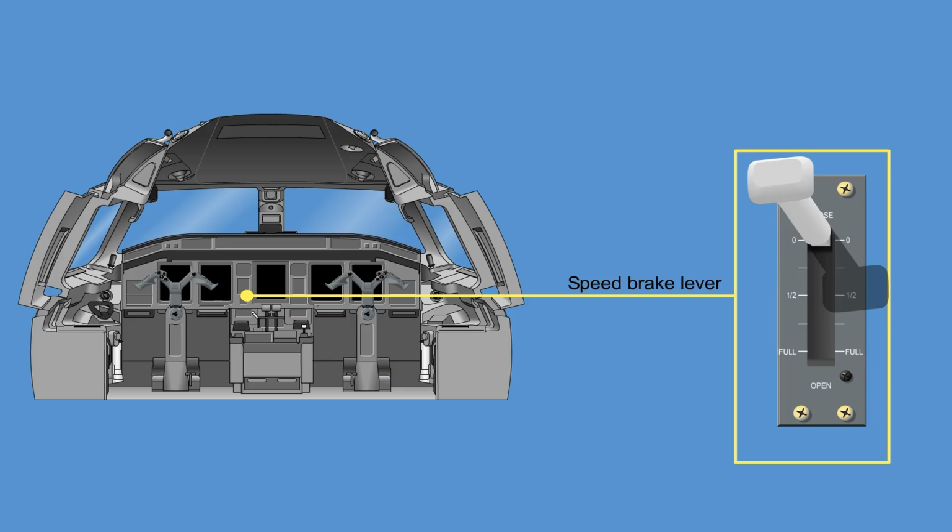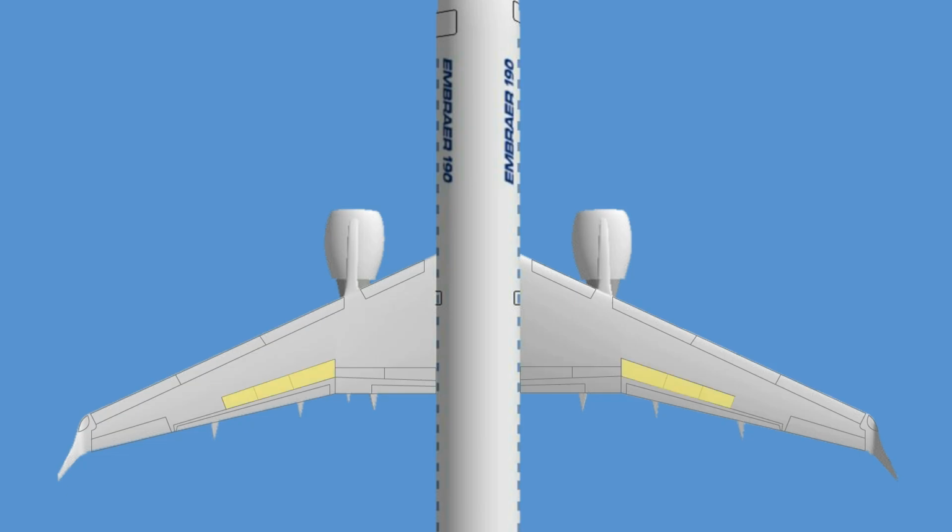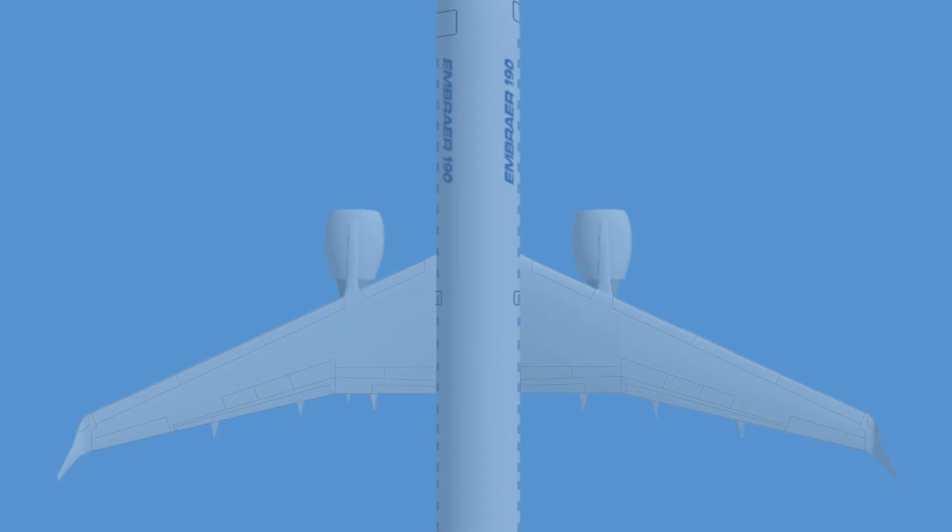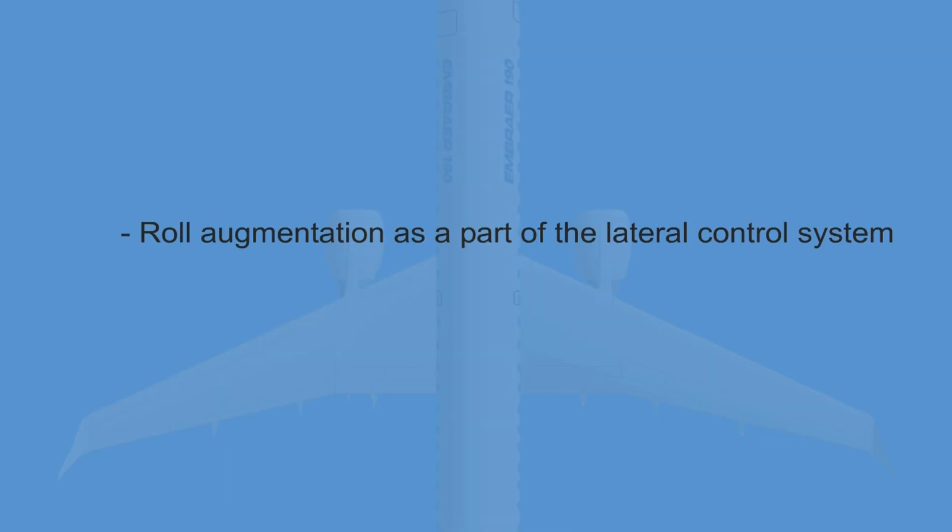A speed brake lever assembly located on the center pedestal in the cockpit is used to command the speed brakes. There are 6 multifunction spoiler panels, 3 on each wing, numbered L3 to L5 and R3 to R5. The multifunction spoilers have 3 modes of operation: roll augmentation, as a part of the lateral control system, speed brake, and ground deployment.